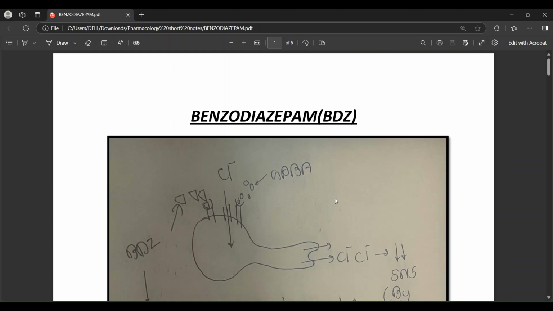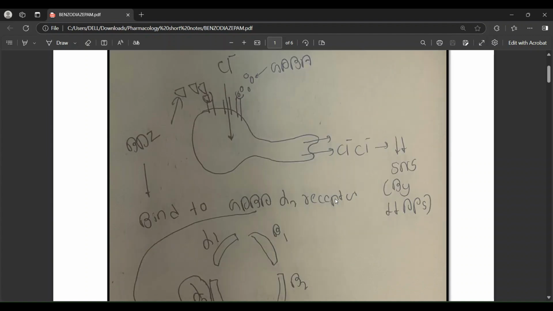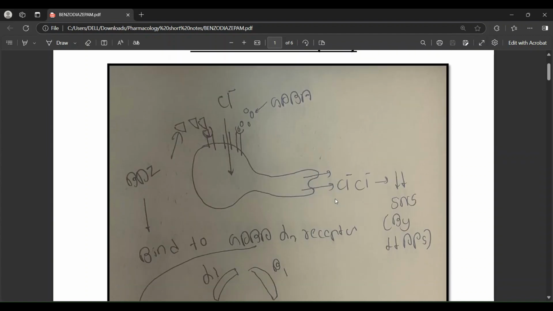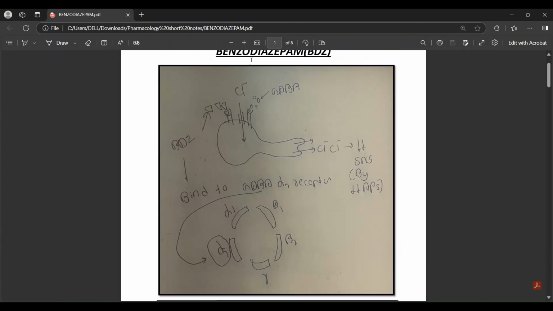Benzodiazepine. This is a very important topic if you want to understand the drugs that we use for the CNS, the Central Nervous System. Benzodiazepines, the mechanism of action: in this picture you could see what normally happens in our hypothalamus.